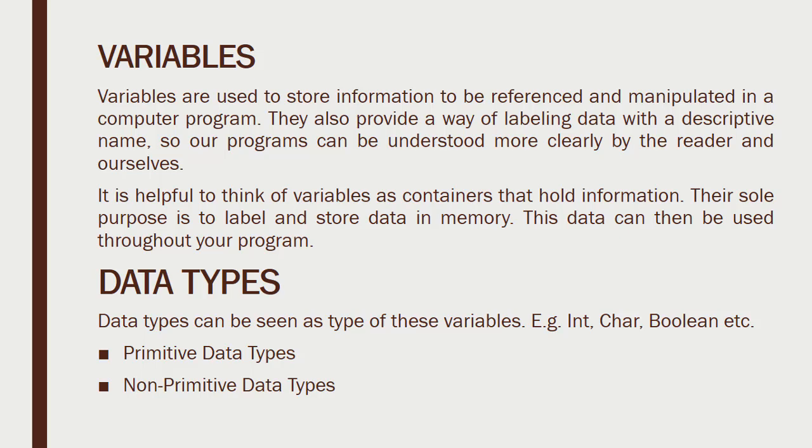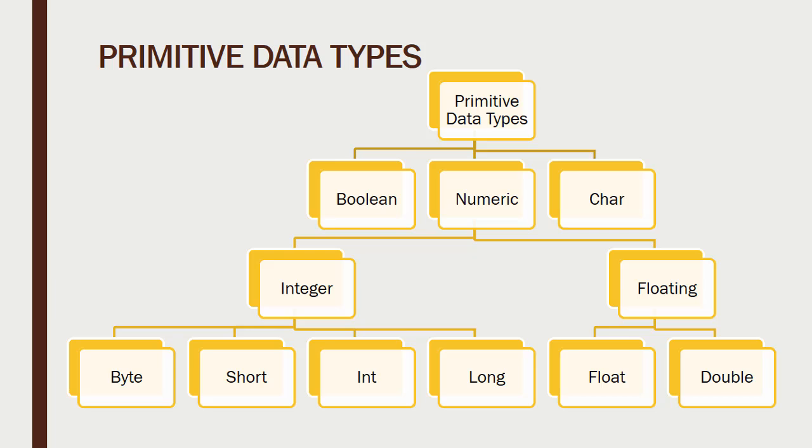Data types can be seen as the type of these variables, for example int, char, boolean, etc. There are two categories of data type in Java. The first one is primitive data types and the second one is non-primitive data types. We also call primitive data types basic data types. Basically, there are three basic types. The first one is Boolean, the second one is numeric, and the third one is char.